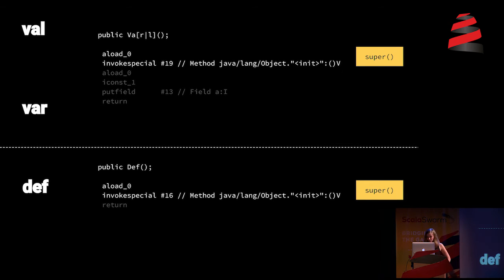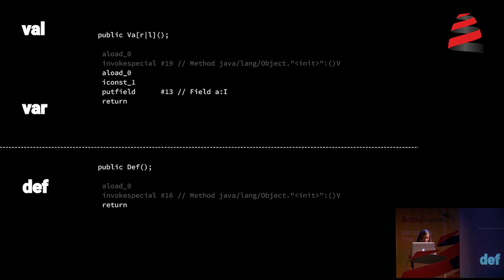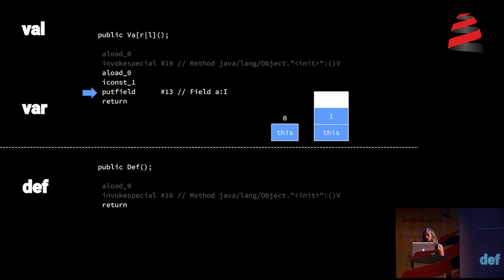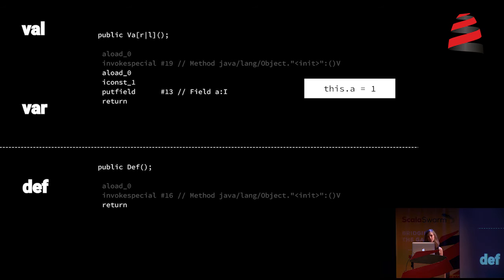The next thing that happens here is first aload_0 loads this into the stack. iconst_1 pushes a constant of 1 into the stack, putfield pops the 2 elements, and sets the field A of this to be equal to 1. So this is equal to this.A equals 1. And this is the initialization, okay? This is the code that I actually wrote in the classes. And for def, nothing is happening.